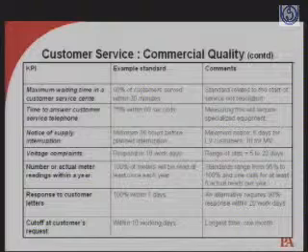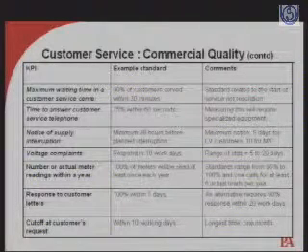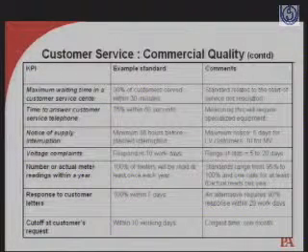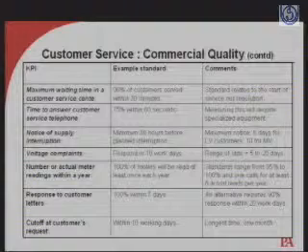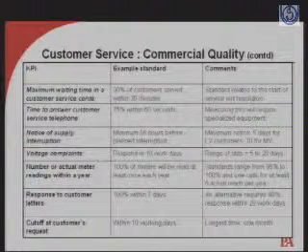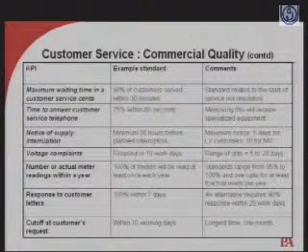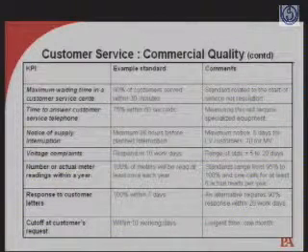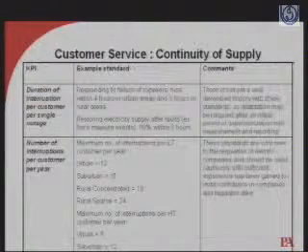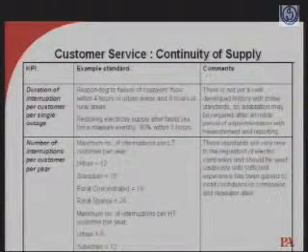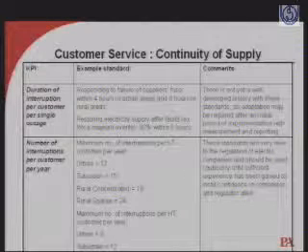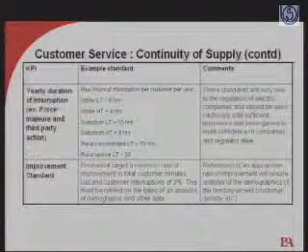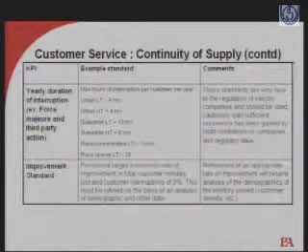Similarly, the time to answer a customer service telephone call, notice of supply interruptions, minimum 48 hours or 36 hours, voltage complaint, number of actual meter readings within a year, and response to customer letters. Generally, utilities are never known for replying to customers' letters. So how much time will it take to reply to a customer? Similarly, the duration of interruption per consumer per single outage, already we have talked about KPI. Number of interruptions per customer, already discussed. Yearly duration of interruption.